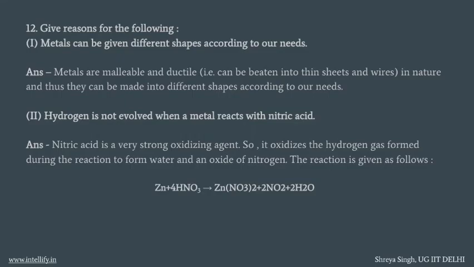And the next question is hydrogen is not evolved when a metal reacts with nitric acid. So nitric acid is a very strong oxidizing agent. So what happens is, when any metal reacts with HNO3, then due to its very strong oxidizing nature, it oxidizes the hydrogen gas which is formed during the reaction to form water and an oxide of nitrogen. For example, when zinc reacts with HNO3, it forms zinc nitrate plus an oxide of nitrogen, which is nitrogen dioxide, and water.